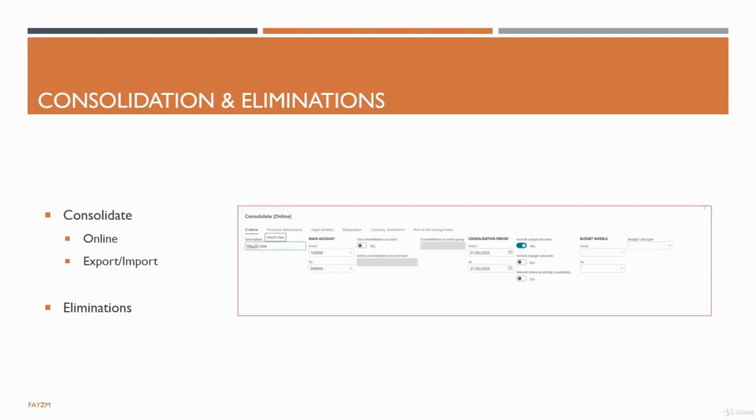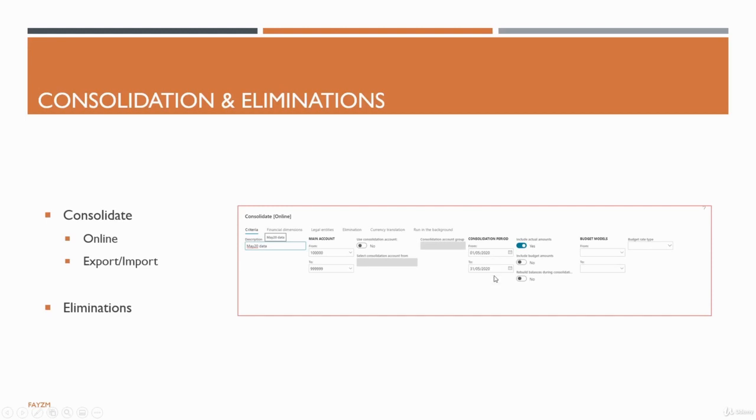So on the screen, you can see that this is the consolidate online screen, and whether I'm running the consolidation process at the end of the month, at the end of the quarter, or at the end of the year, I will give in a description for the consolidation entry. I'll also give in a from and to ledger account number from which the transactions need to be pulled in. And out here, there's the date range.